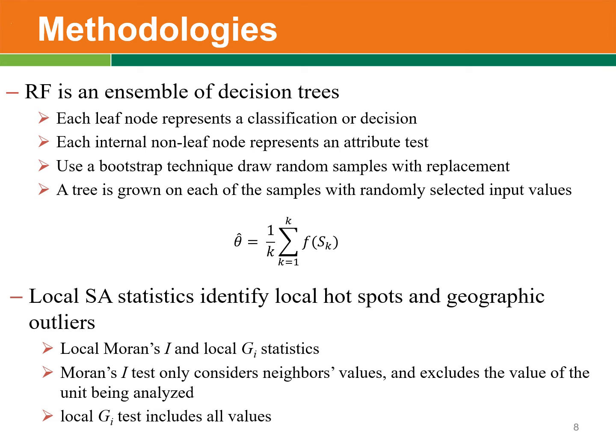Local spatial correlation statistics are used to identify local hotspots and geographic outliers. The two most commonly used local statistics include local Moran and local G statistics, and they are slightly different. Local Moran tests only consider neighbors' values, and exclude the value of the spatial unit being studied. However, the local G test considers all of the values.